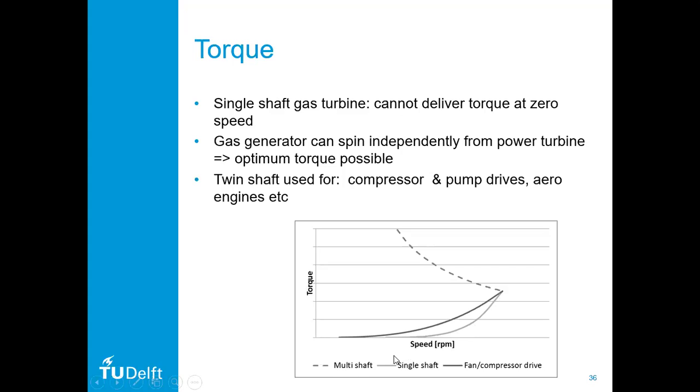But if you look at a multi-shaft like this one, because the power turbine can run independently of the gas generator, this is the rotational speed of the power turbine, but the compressor turbine can run at a much higher speed, so it can suck in a lot of air, and still it can also deliver quite some torque at very low rotational speeds for the power turbine. And because that is decoupled, you really see you can match it here. And if you have another speed, it automatically finds a sweet location to operate.